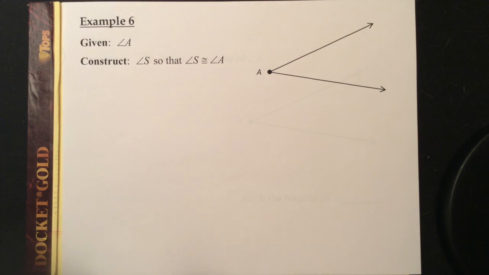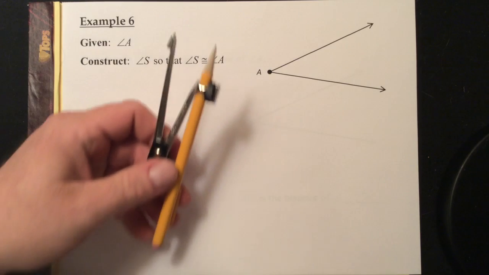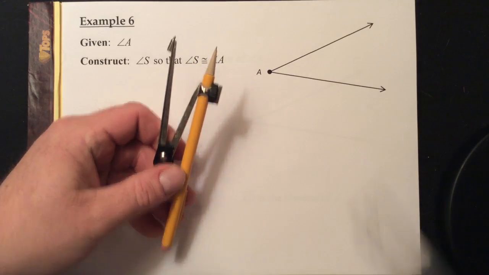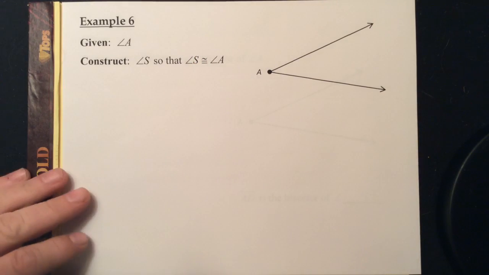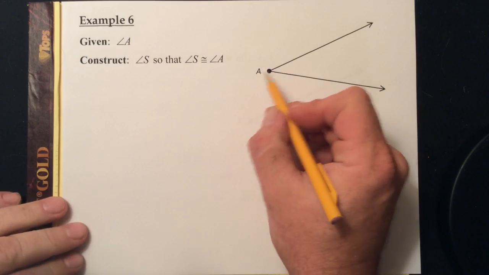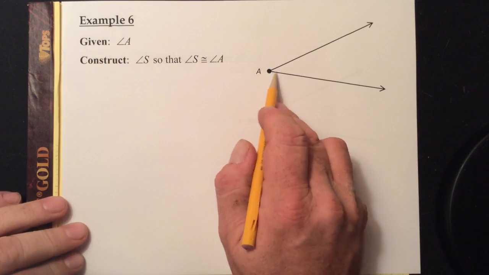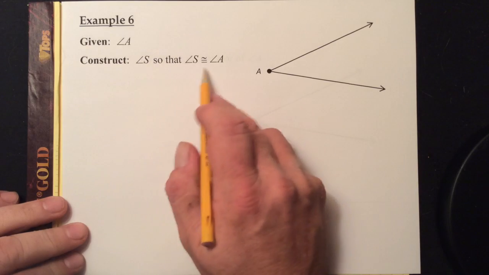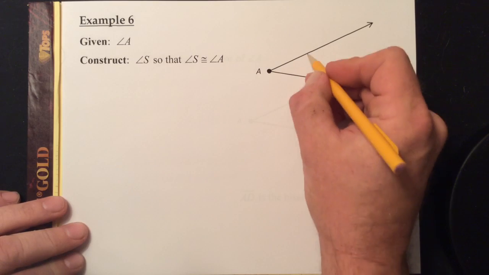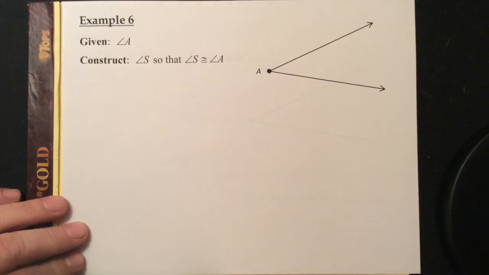The last two examples are constructions, so make sure you have your compass and some sort of straight edge, whether it's a ruler or a protractor edge. For example 6, you will learn how to construct an angle that's congruent, sometimes called copying an angle, to a given angle. Here we have angle A given to us. They want us to construct angle S so that angle S is congruent to angle A. So whatever this space is in between here, we want another angle the same size.